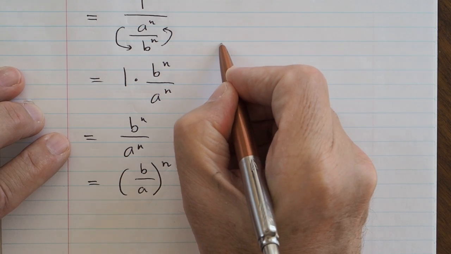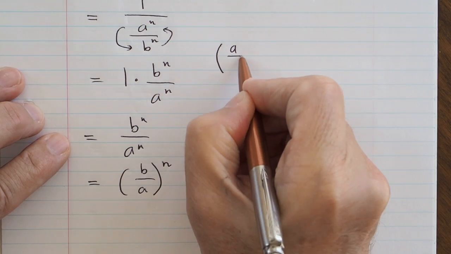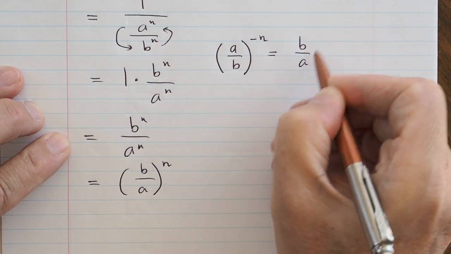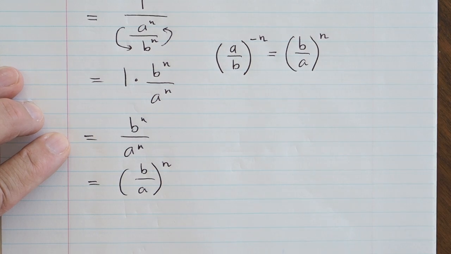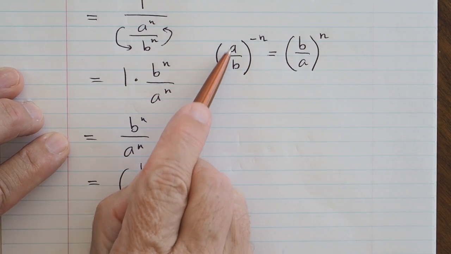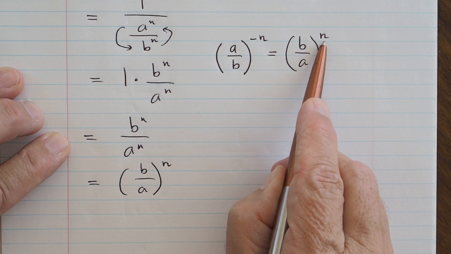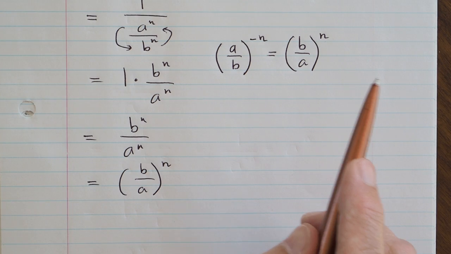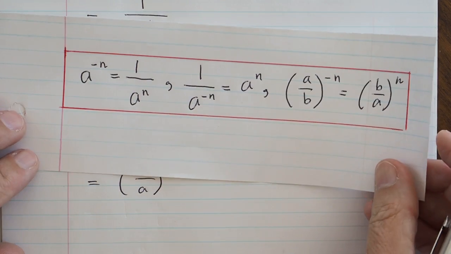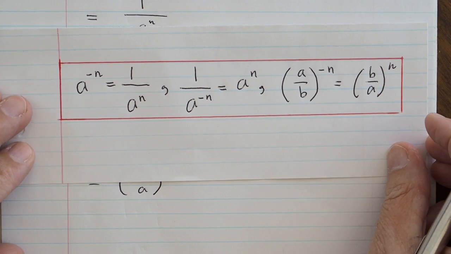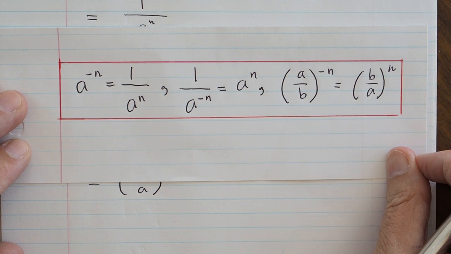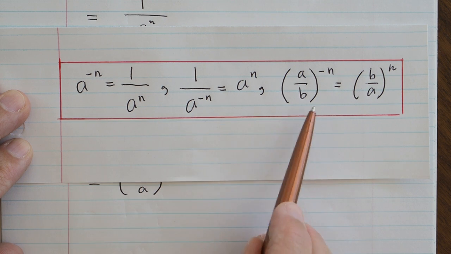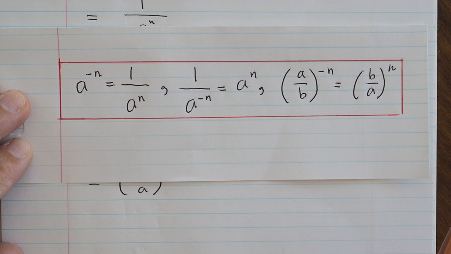So this would be a over b to the negative n equals b over a to the positive n. You just switch the position of the numerator, reverse the positions of the numerator and denominator, and convert the exponent to positive again. What I've done is I've gathered all three rules together in one place for you here. You're certainly welcome to take a screenshot of anything in my videos and use them for your math projects, your math homework, whichever. There are all three rules we derived today.